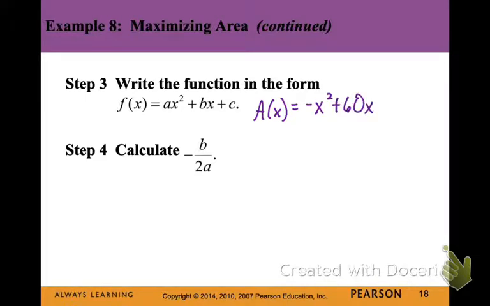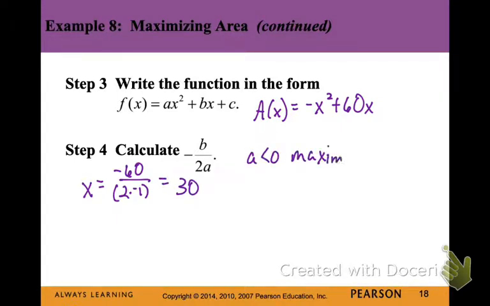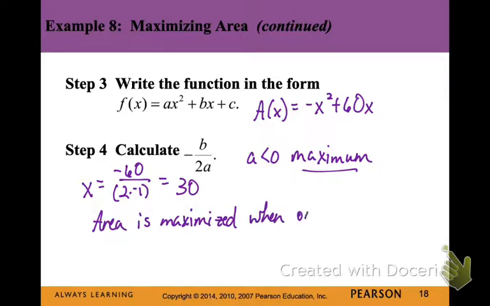So now we can calculate our vertex, or in this case, we can tell it's a maximum value because we know we needed to maximize and our a value is negative. So negative 60, that's our b value, divided by 2 times negative 1, and that'll give us positive 30. And this will be involved in our maximum. So we know that area is maximized when one of the dimensions is 30 feet.